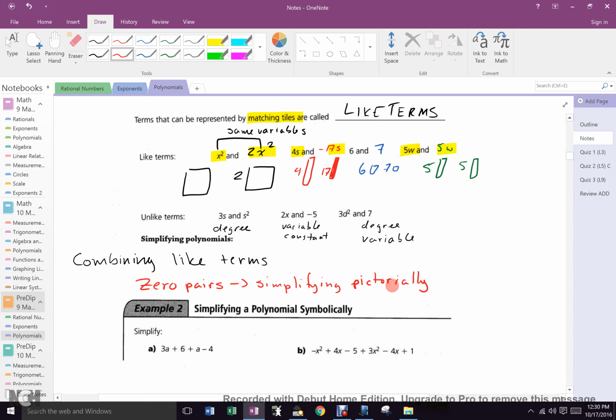So, this is pictorially. Now, notice there's a new word in example 2: symbolically. What is the symbol for what I'm illustrating right now? One plus one, which would be 2. The symbol is 2.